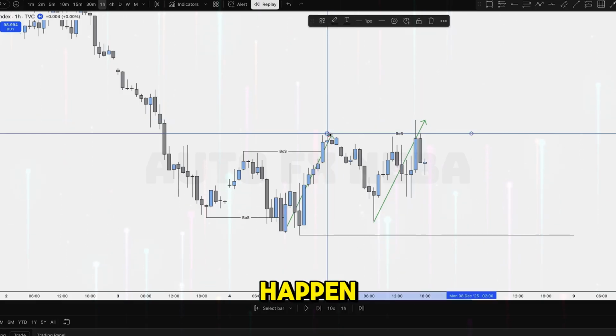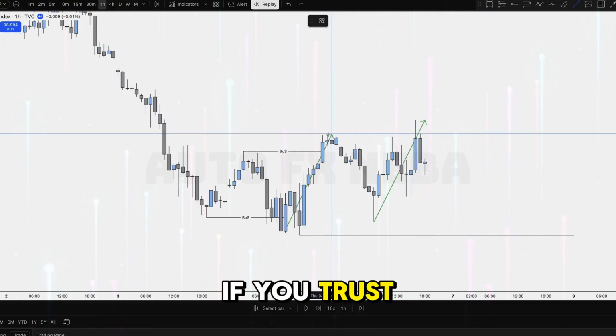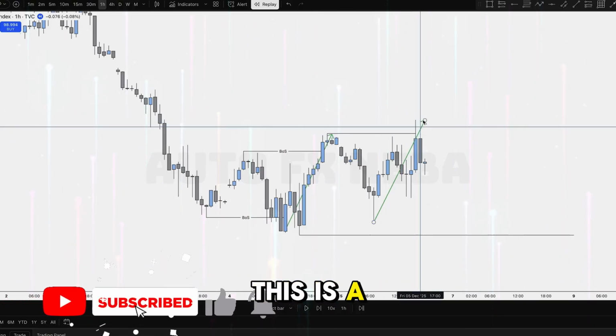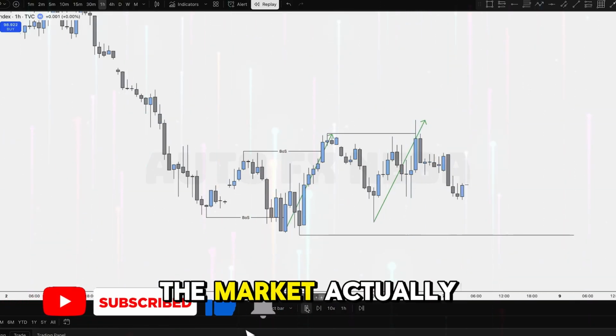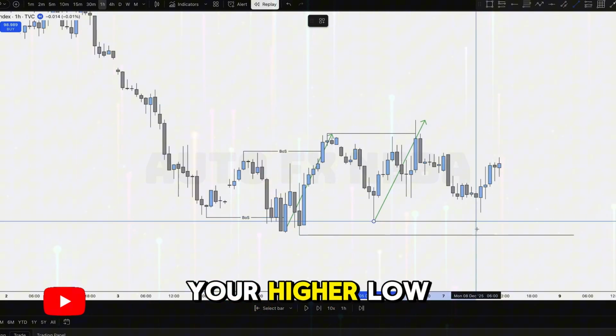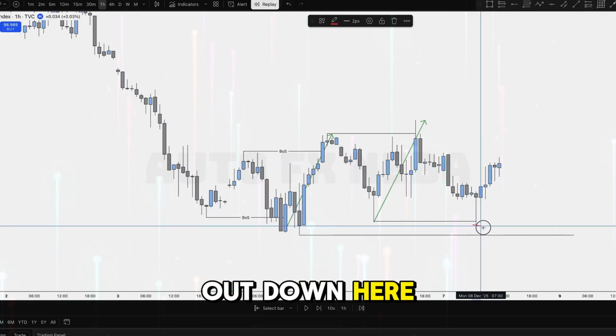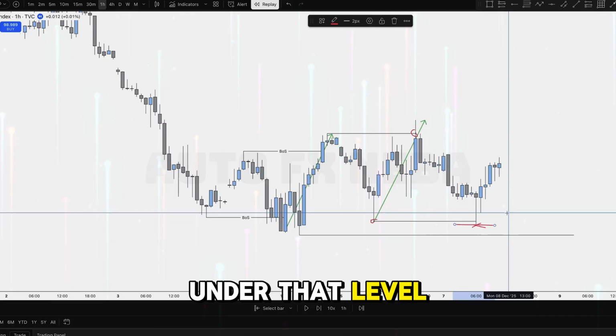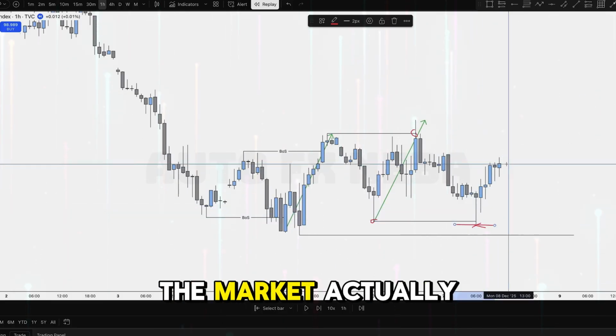Now I'm going to show you what can happen. Let's take a look if you trust wick. So let's say you bought into the market because you saw this wick close and you thought, okay, this is a confirmed higher high. Well, the market actually trades lower and ends up going underneath what you could have seen as your higher low. So you would have been stopped out down here if you were trusting this low and trusting this break and you had your stop loss under that level. You'd have been stopped out before the market actually made the move.